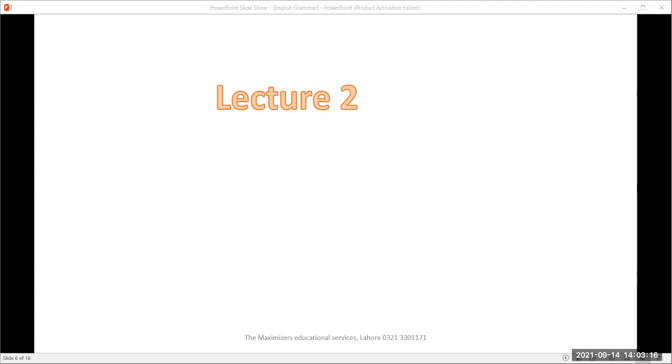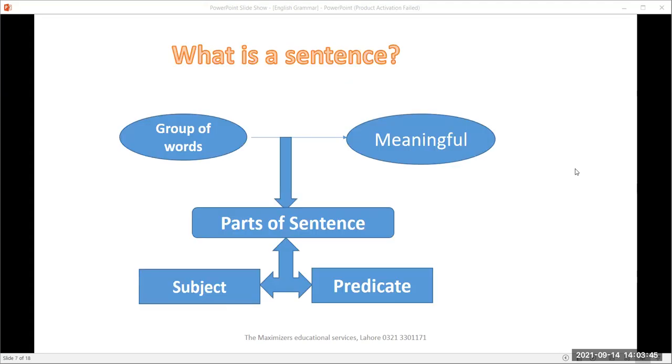The structure of a simple sentence is subject plus verb. Bird flies, birds fly, I play, you go, they talk. So subject plus verb is the first structure of a sentence, which is called a simple sentence. In a simple sentence there is one subject and one verb. Let us start the lesson.